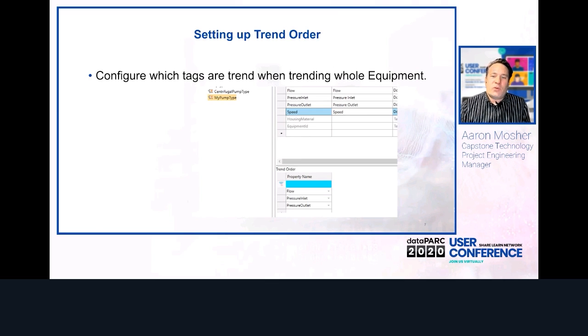Next, we're going to set up the trend order, and that was the grid below the properties grid. The trend order is this: if you're in Datapark and you want to just say trend pump number 1 or trend compressor number 7, it will only trend the tags that you pre-pick down there. Your piece of equipment could have many, many properties. Some are intermediate, some are calculation properties, but you only want 4 or 5 to show up when somebody just says trend this piece of equipment. So you can set those using that window down there.